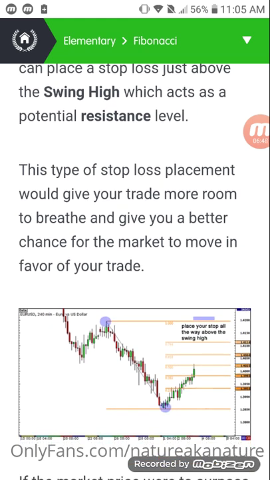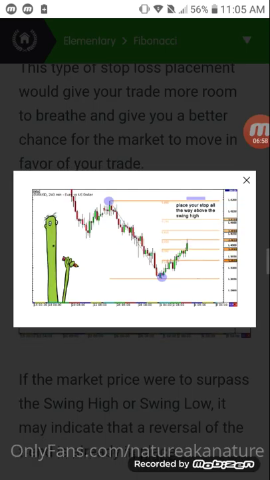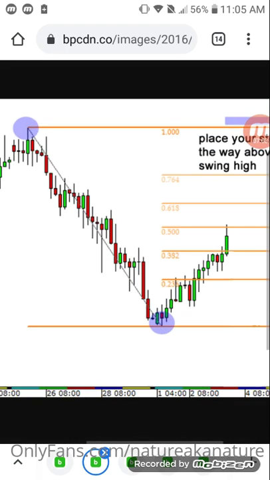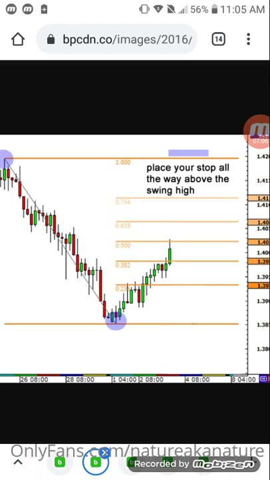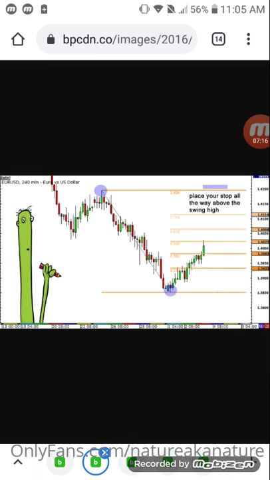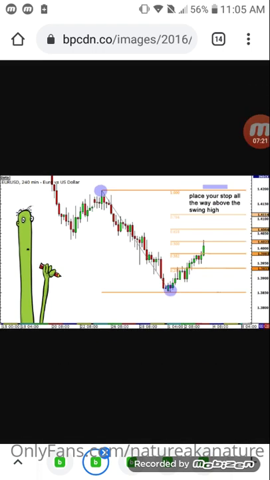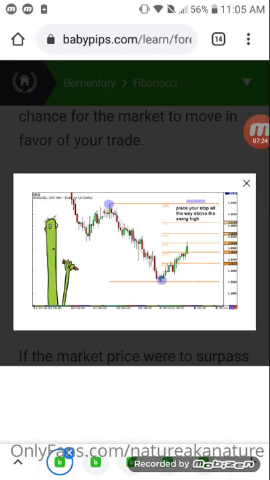This type of stop loss placement will give your trade more room to breathe and give you a better chance for the market to move in your favor. In a downtrend, as you can see in this example, price did make this doji and did retrace off the 50 level. For this second example, you will place your stop above the previous swing high. Price doesn't go there, but it gives you a lot of breathing room.